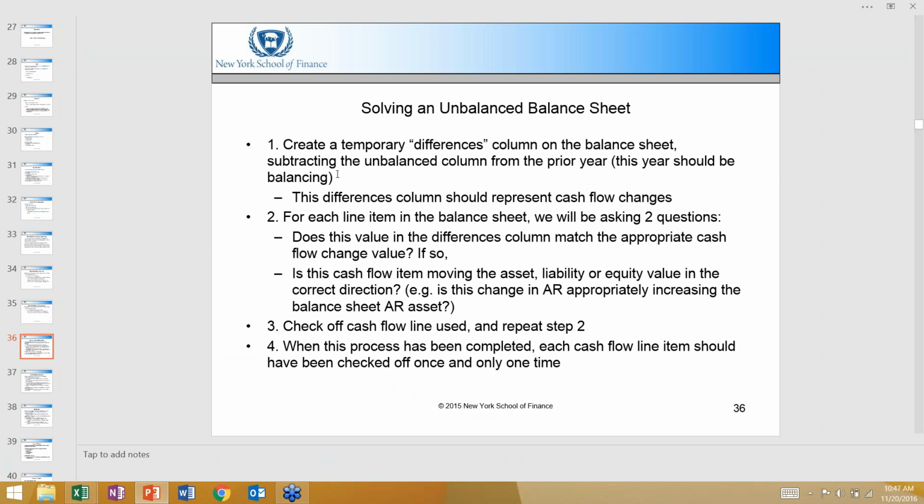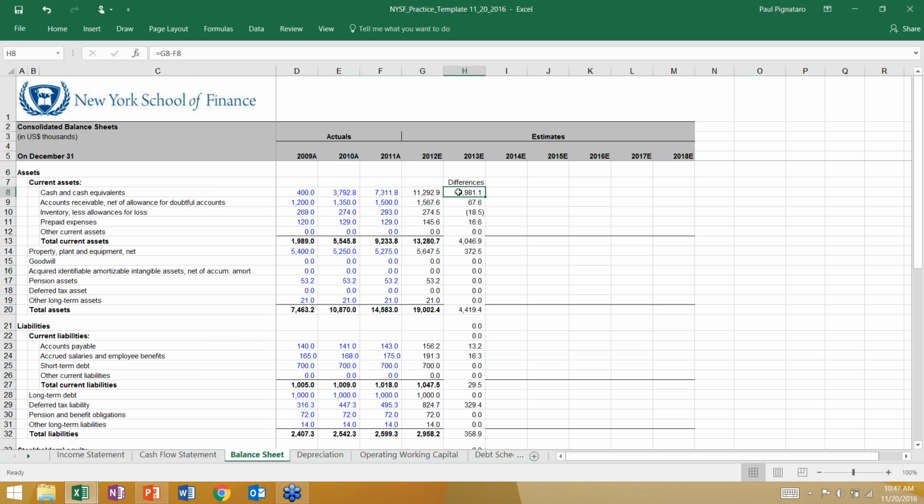Sorry, that's step 1. And then for each line item in the differences column, ask the same 2 questions you asked when building the model. 1, which cash flow statement line item should drive this balance sheet line item, and do the numbers match? Because if the numbers match, that means we're pulling the right line item. And 2, is it going the right way?